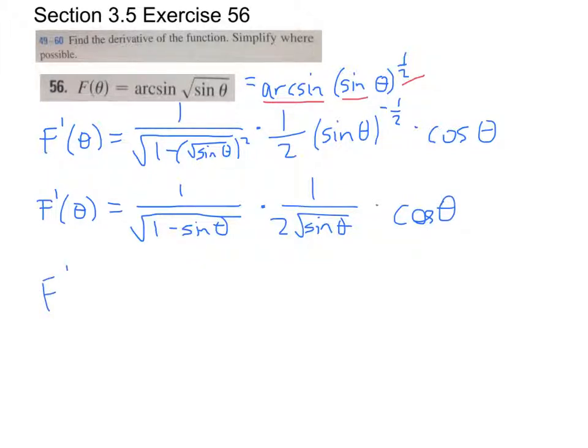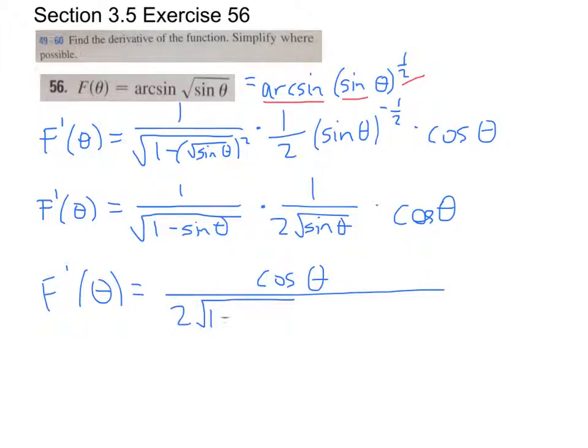And then we can simplify this by writing them all as one fraction. So we have the cosine of theta on the top, and then we have 2 times our 2 square roots. It doesn't really matter which order we put them in, as long as we list them both. So that's how we take the derivative of something with 3 embedded functions. Make sure we use our chain rule, simplify as much as possible, and that's number 56.